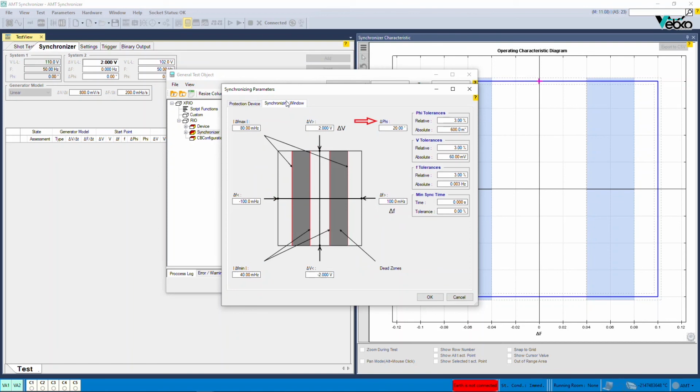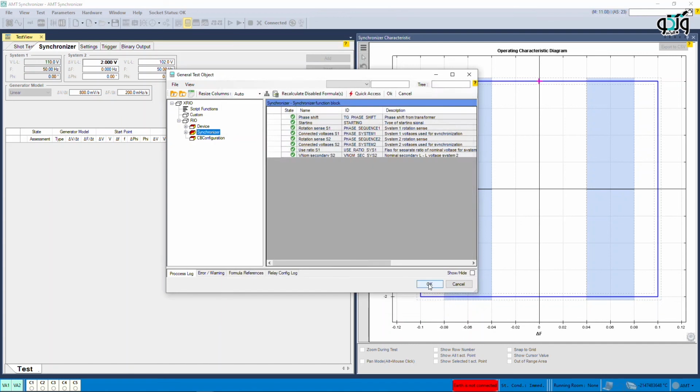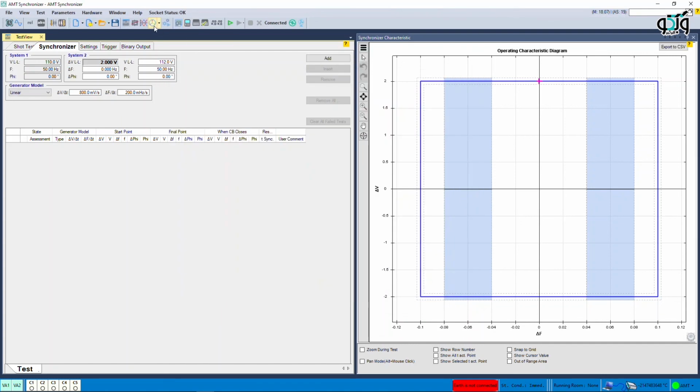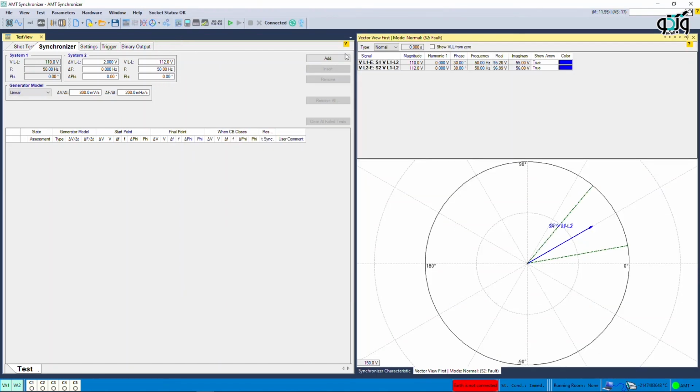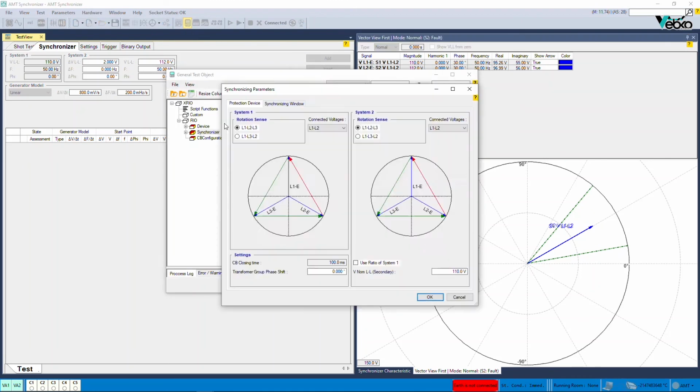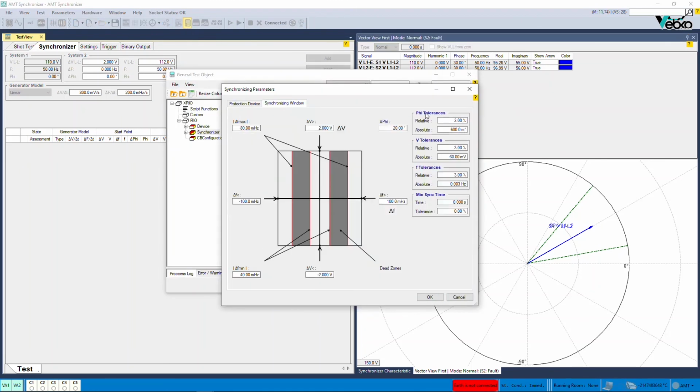The allowed angle difference of the system number 2 is entered in delta phi field. For example, if the nominal angle of system number 2 is 30 degrees and the allowed difference is 20 degrees, by going to vector view window, the user can see that the allowed connection range is determined to be between 10 to 50 degrees. Also, the allowed tolerances for different parameters and the minimum allowed connection time are entered in the fields on the right side.